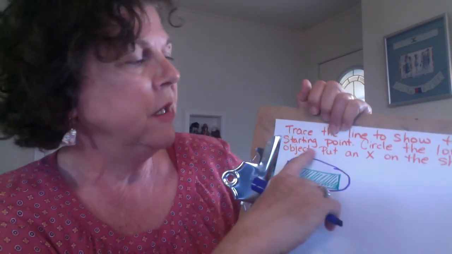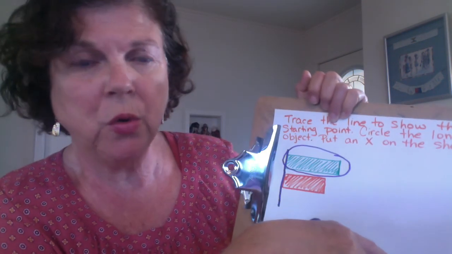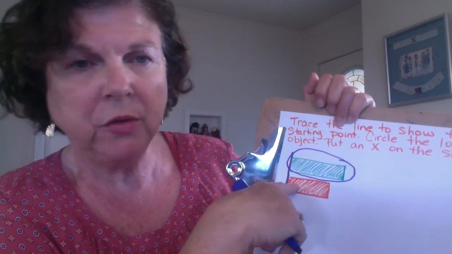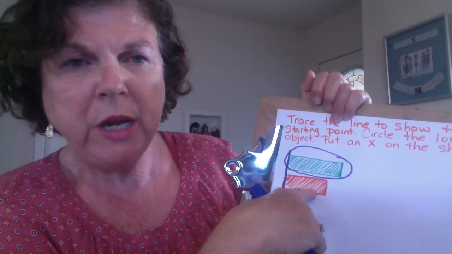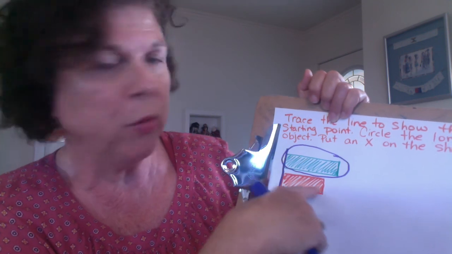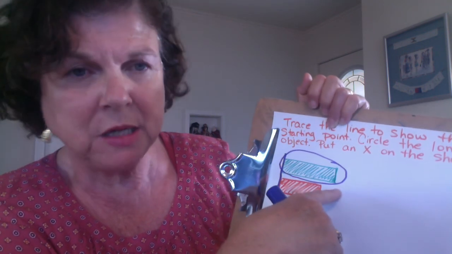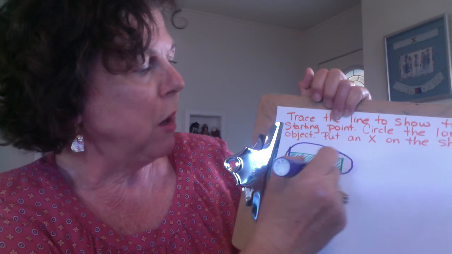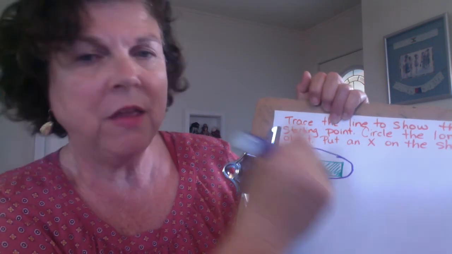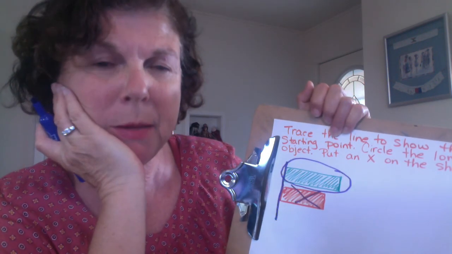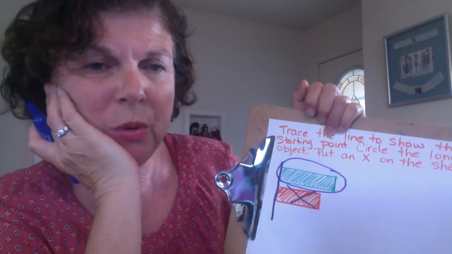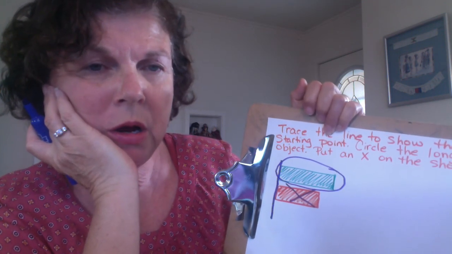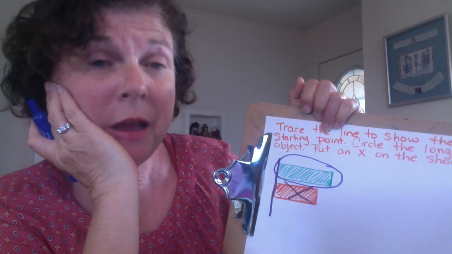Okay, and then it said to put an X on the shorter one. So this orange rectangle didn't reach to the point of the end of the green one, right? There's some space here. So this is the shorter one, so I'm going to put an X on it like that. So this is going to be similar to the types of problems that you are going to see when you work on Unit 11, Lesson 2.